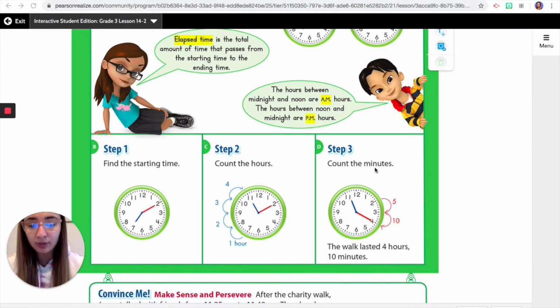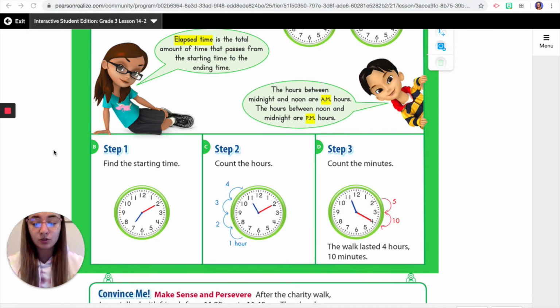And then they count the minutes. So they went from 2 to 4. So they counted just like we did by fives, 5, 10. So their walk lasted 4 hours and 10 minutes.